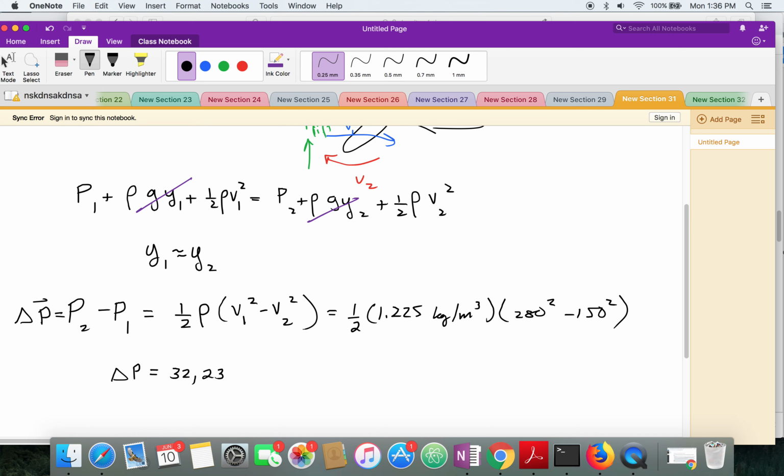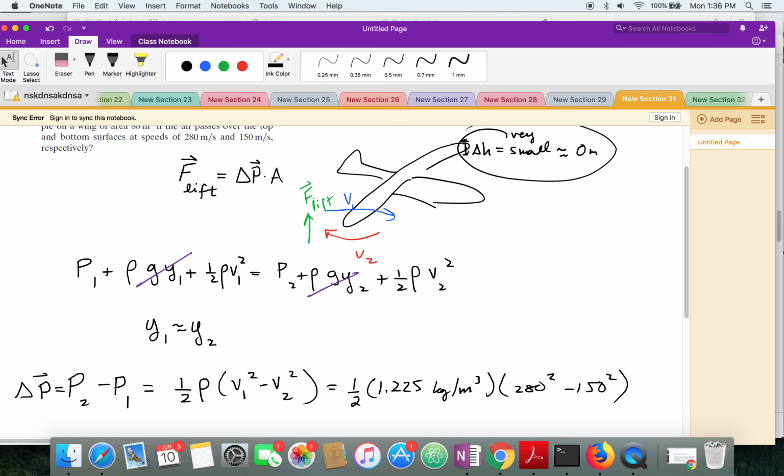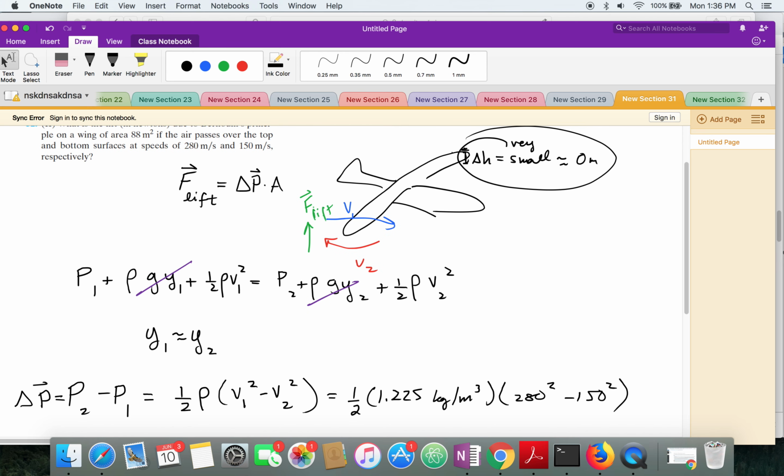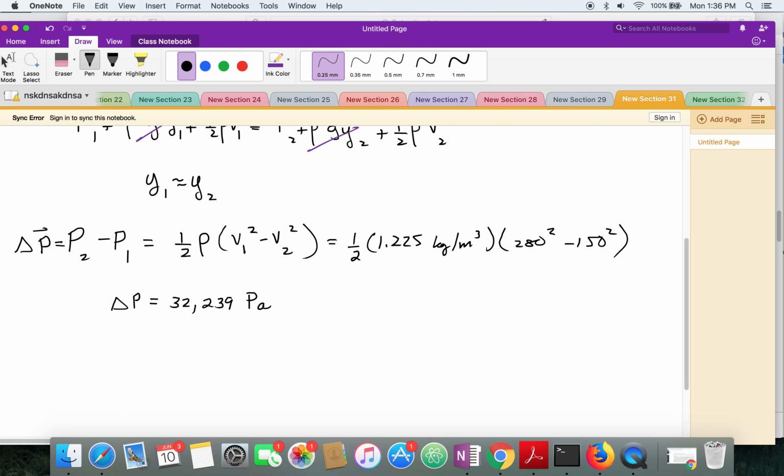239 pascals. And then once I have that, I can get the area. They give you the area. It's 88 square meters. So the lift force F lift on the airplane wing is delta P times A.